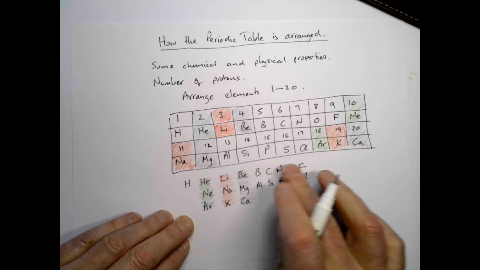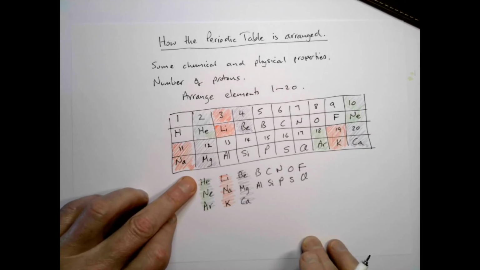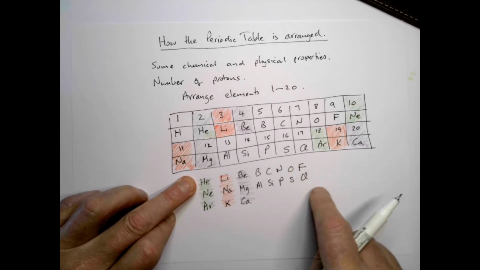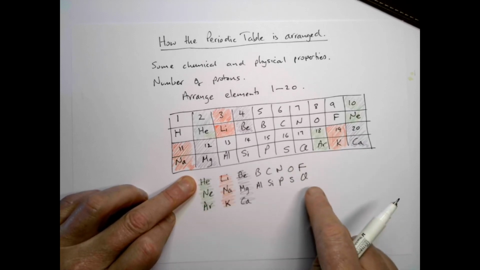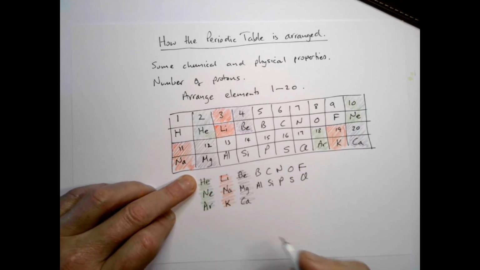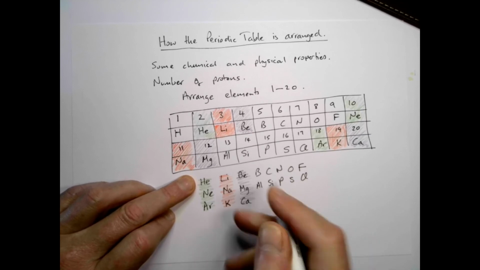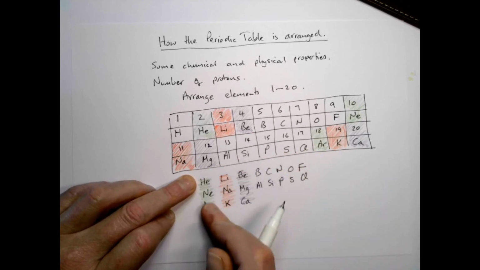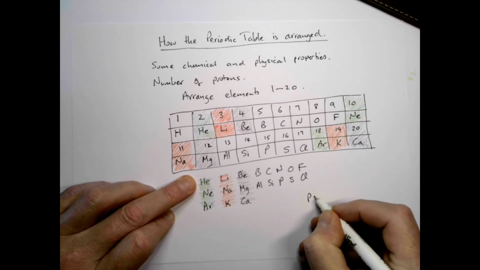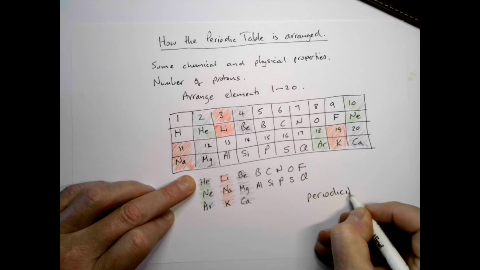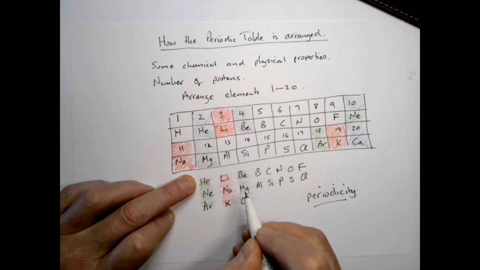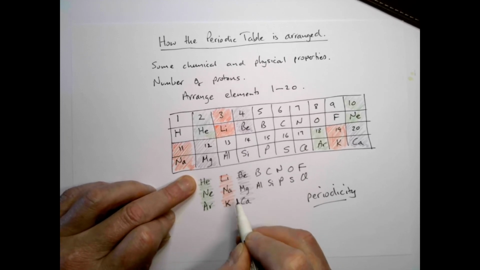So what happens is, running along here, if we ignore hydrogen for a moment, 1, 2, 3, 4, 5, 6, 7, 8. Every 8 elements I go, I can come around again to elements with a similar property. And this business of coming back to similar properties every 8 elements or so is called periodicity. And it's periodicity that allows me to design the periodic table.